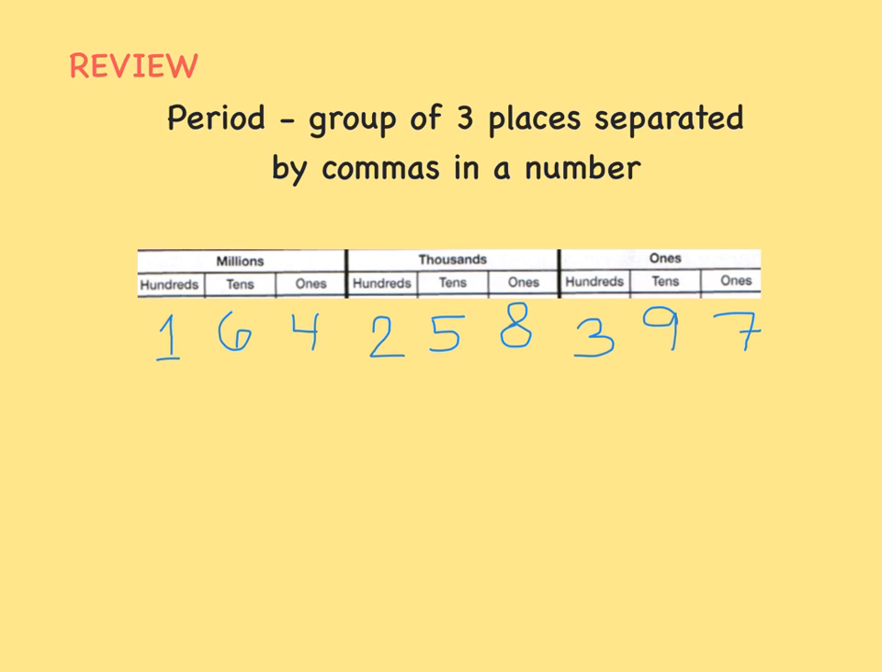You have already learned that a period is a group of 3 places separated by commas in a number. So in this number, there would be a comma between the ones and thousands period, and there's a comma between the thousands and millions period.